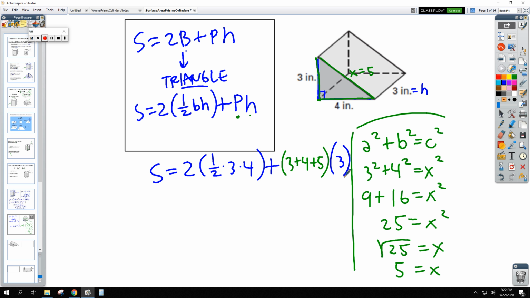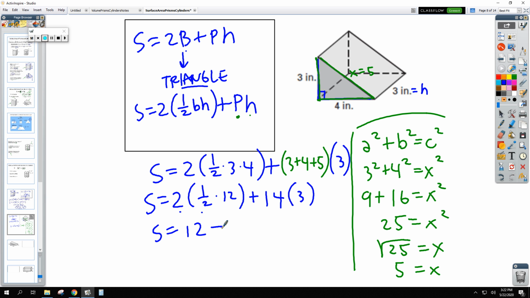Let's work this out. Half of 2 is 1, so this just leaves us 12. Plus 14 times 3, which is 42. The surface area of this triangular prism is going to be 54 square inches. There you go.